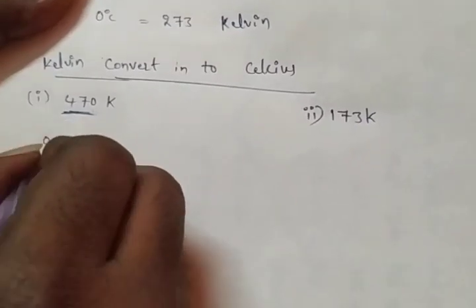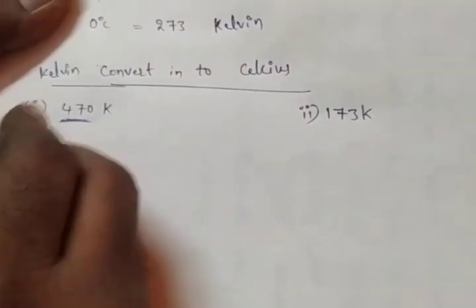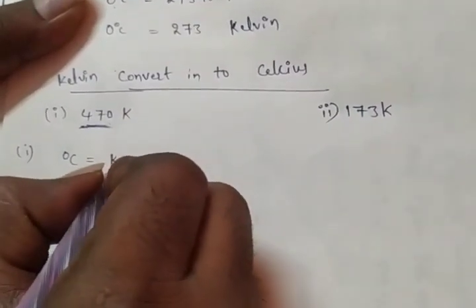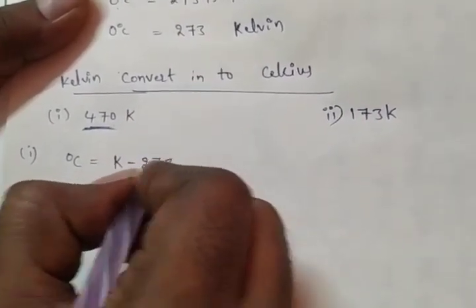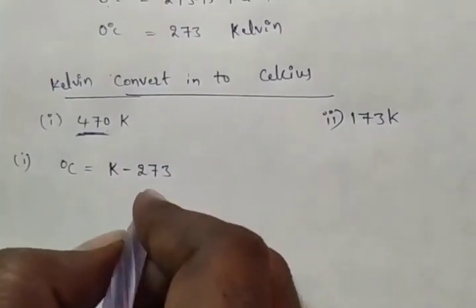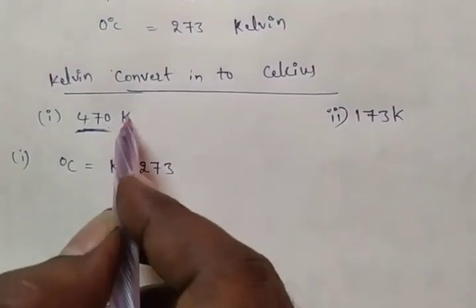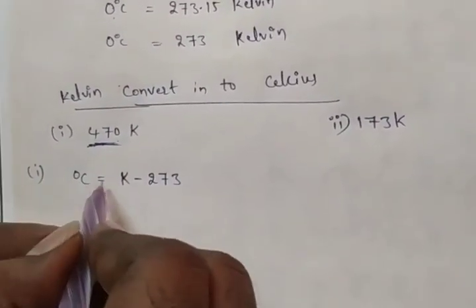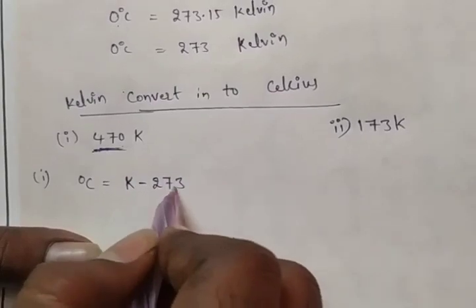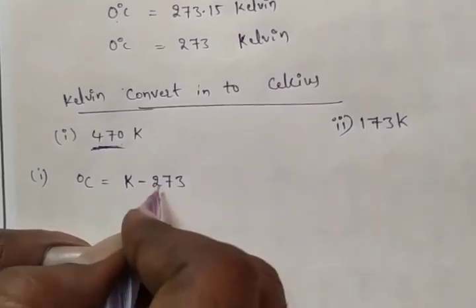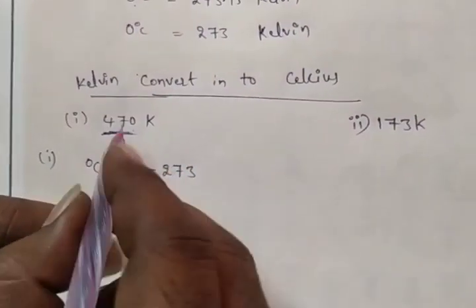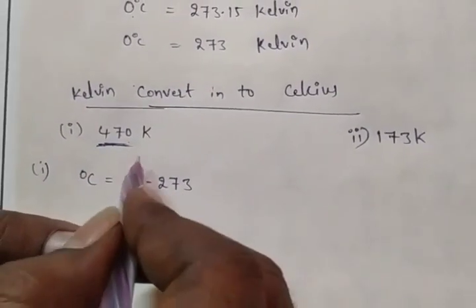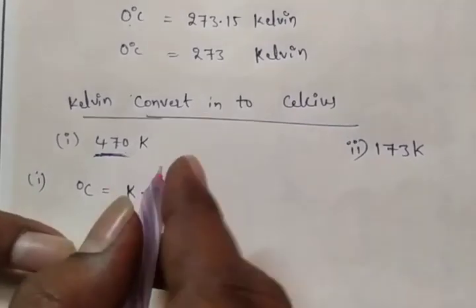Here, degree Celsius is equal to Kelvin minus 273. So when Kelvin is given, we can convert into degree Celsius. What is the formula? Degree Celsius is equal to Kelvin minus 273. From the Kelvin value we subtract 273, then we get the value in degree Celsius.